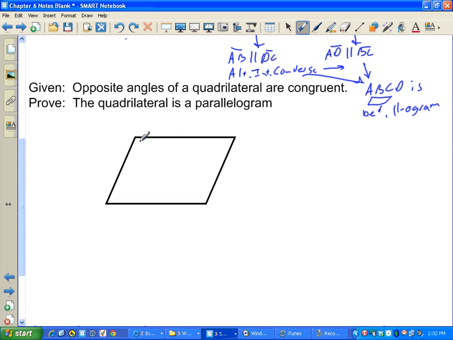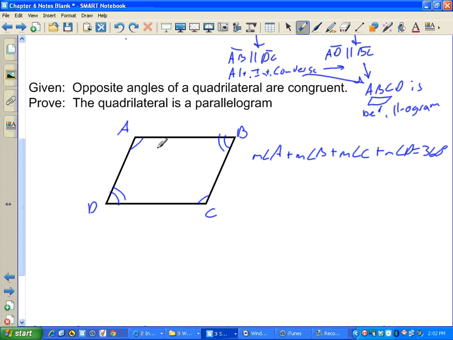Okay, and they're telling me opposite angles are congruent. This one we can do an algebraic proof. Okay? A, B, C, D. Well, if opposite angles are congruent, and I have a four-sided shape, I know that the measure of angle A plus the measure of angle B plus the measure of angle C plus the measure of angle D should equal 360 degrees.